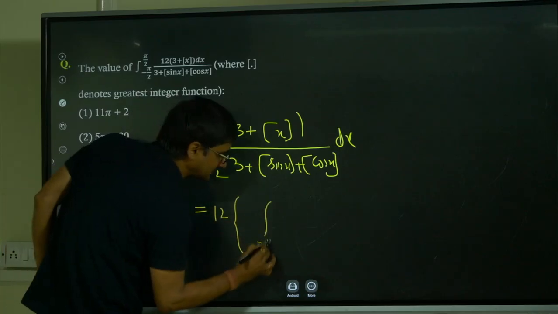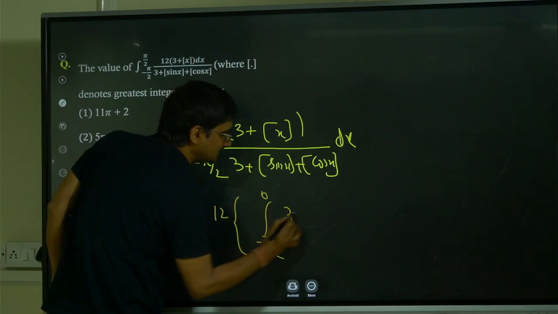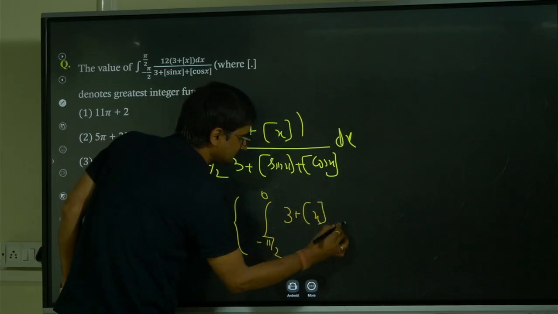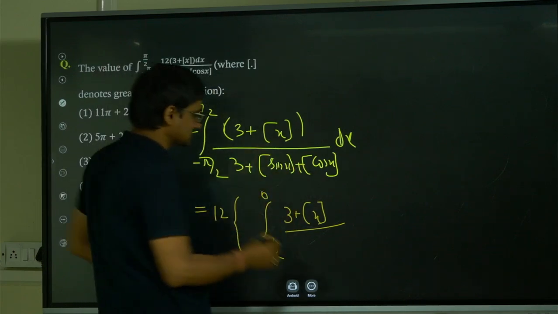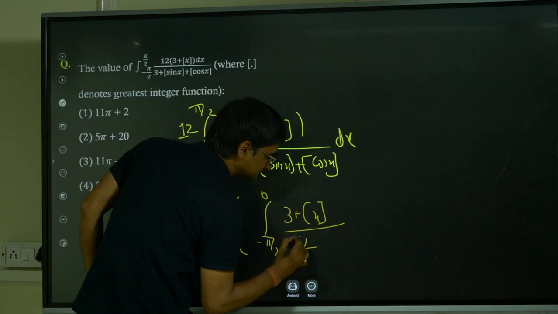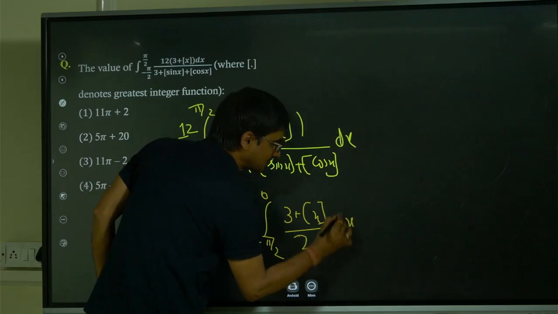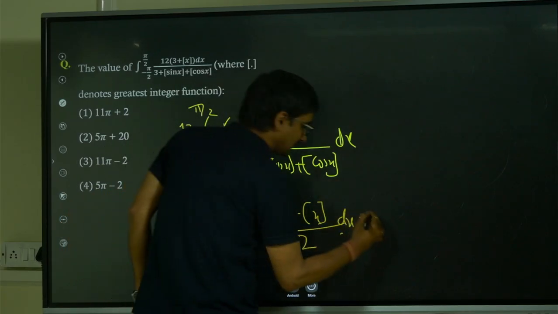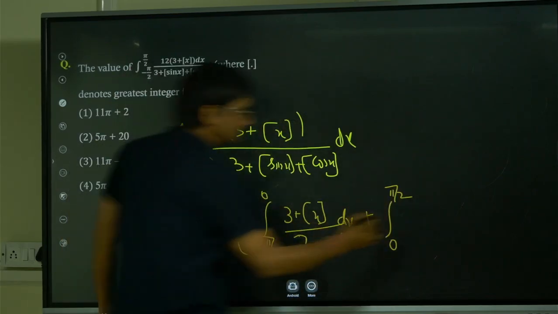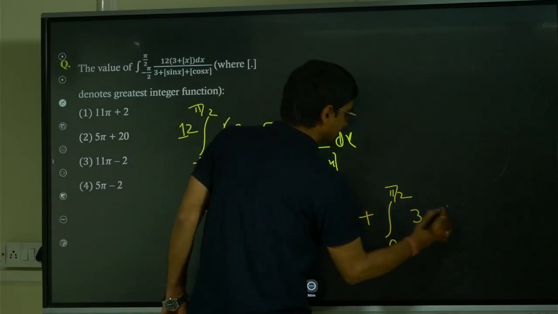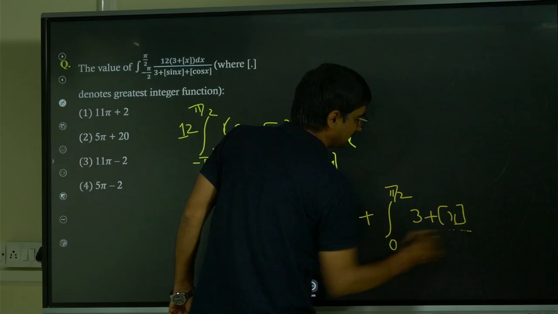12 times the integral from minus pi by 2 to 0 of 3 plus box x over 1. So what is it? This is negative 1, this is 0, so it's 2 dx. Okay, and then from 0 to pi by 2, both are 0, so it's 3 plus box x over 3.